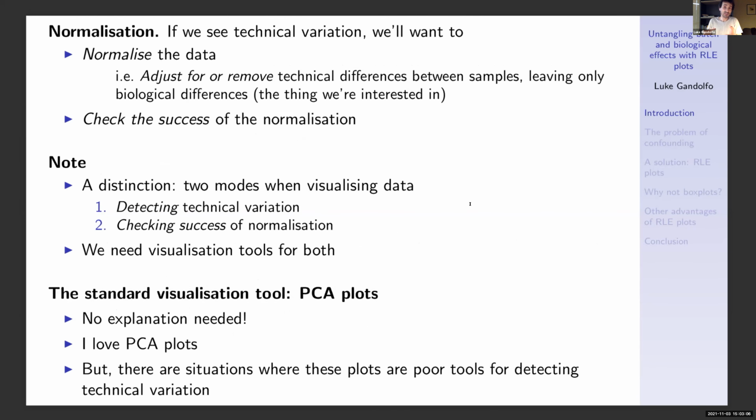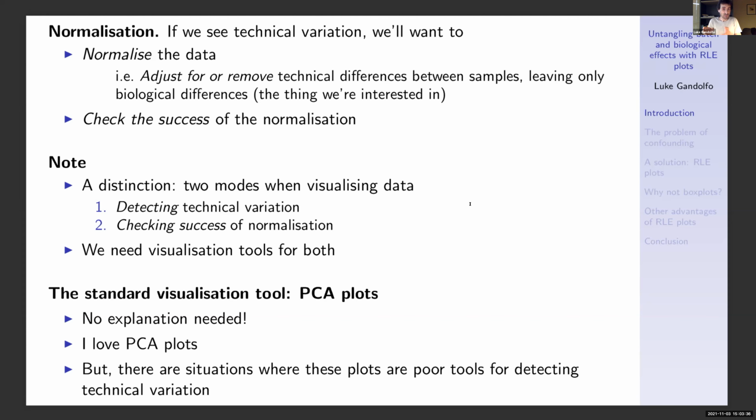So if we see technical variation in our data, we'll want to normalize the data. That is, adjust for or remove the technical differences between the samples, roughly leaving only the biological differences. After all, that's the thing we're interested in. And then, of course, we'll want to check whether the normalization we've applied has actually succeeded in dealing with the technical variability, although sometimes this is overlooked.